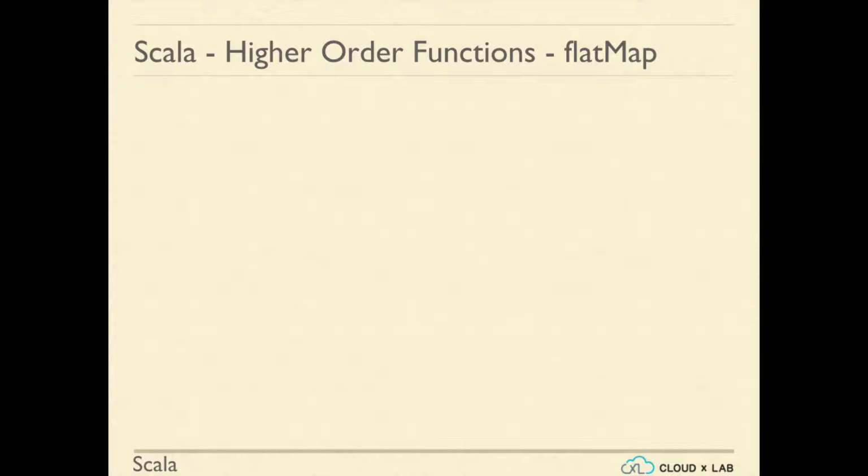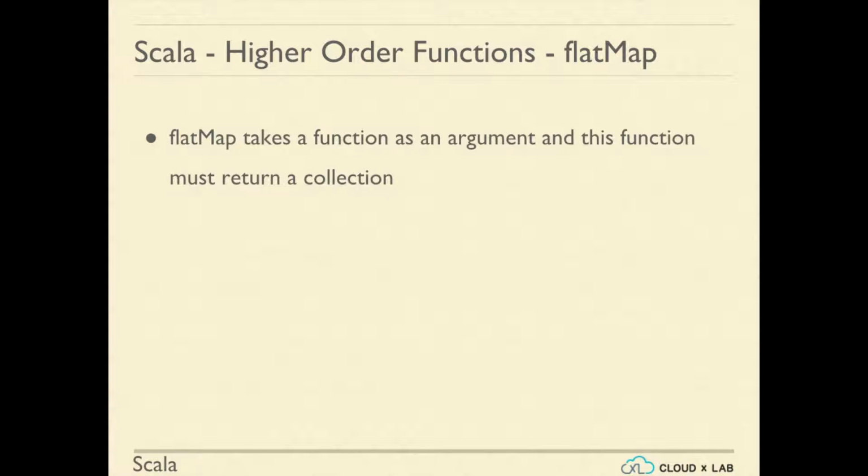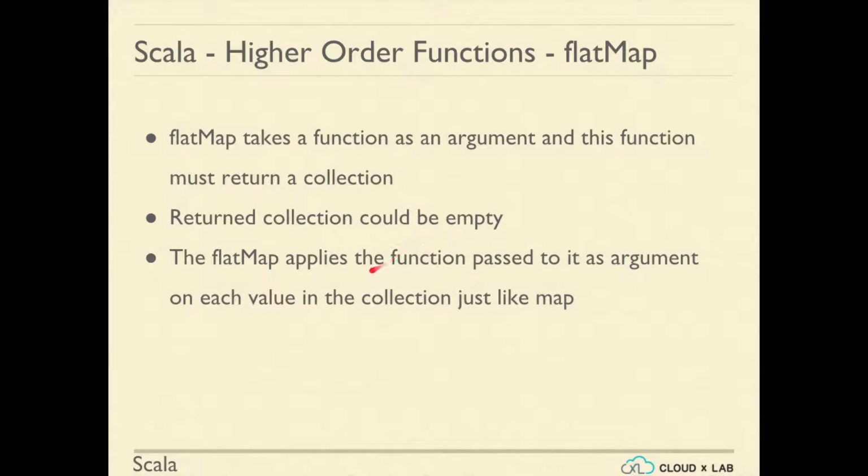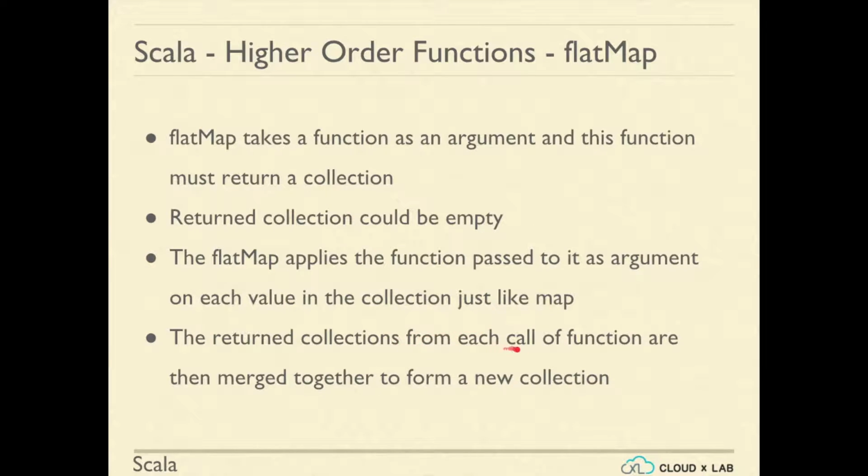Let's learn the higher order function flatMap. FlatMap takes a function as argument, and this function must return a collection. Collection could be empty. A flatMap is called on a collection itself. The flatMap applies the function passed to it as argument on each value in the collection, just like map. The returned collections from each call of a function are then merged together to form a new collection.